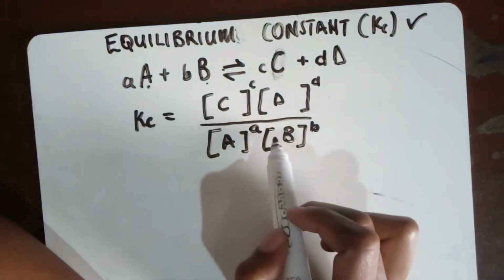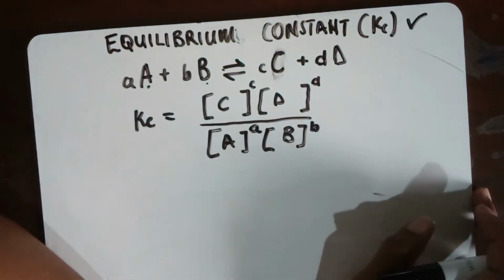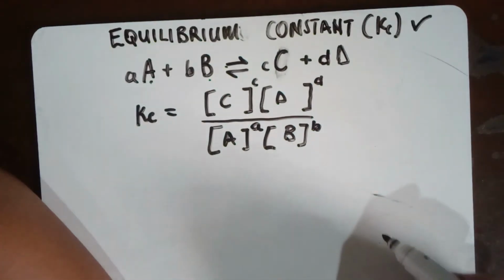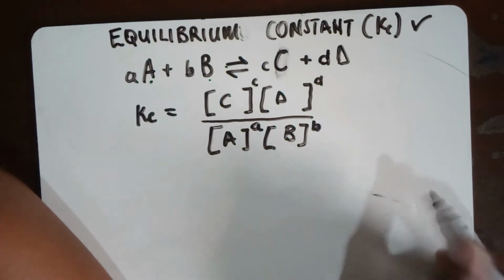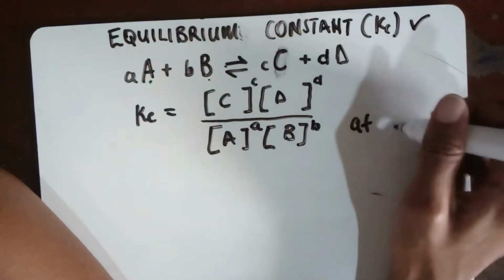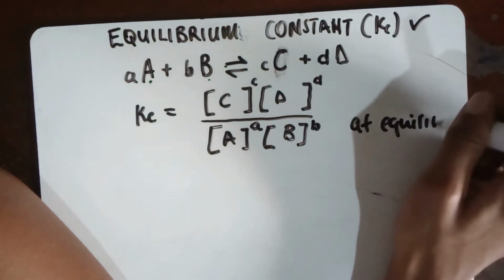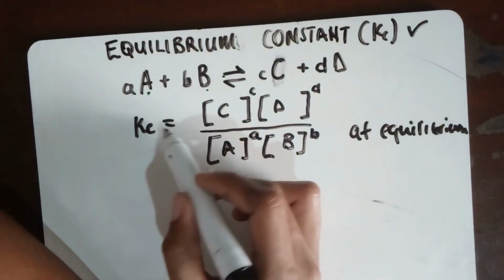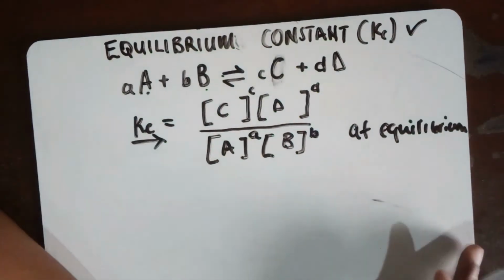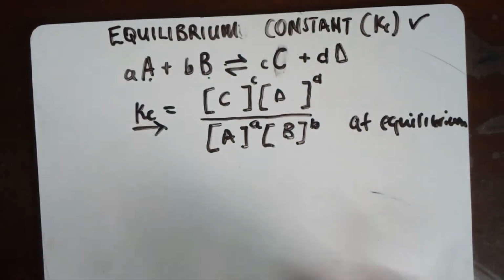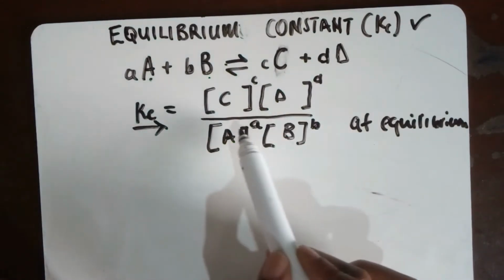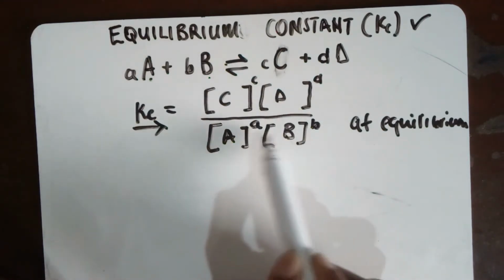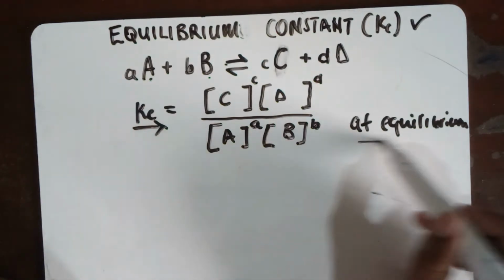So where A, B, C, D, all of which are in square brackets, are the concentration of each substance present at equilibrium. So it's the concentration at equilibrium. I'm starting to become forgetful again because I'm a bit tired, right? So remember, we said it's the ratio of the concentration of the products to the concentration of reactants in a chemical reaction at equilibrium.